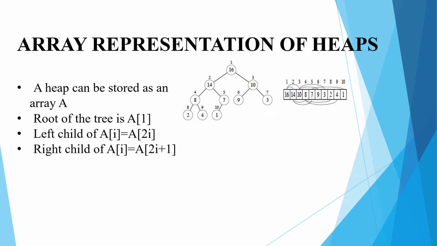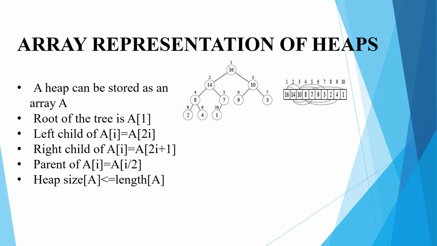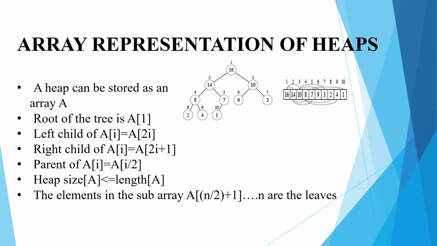In the same way, the right child of A[i] equals A[2i+1]. Parent of A[i] equals A[i/2]. Heap size of A is less than or equal to length of A. The elements in the subarray A[n/2+1] up to A[n] are the leaves.